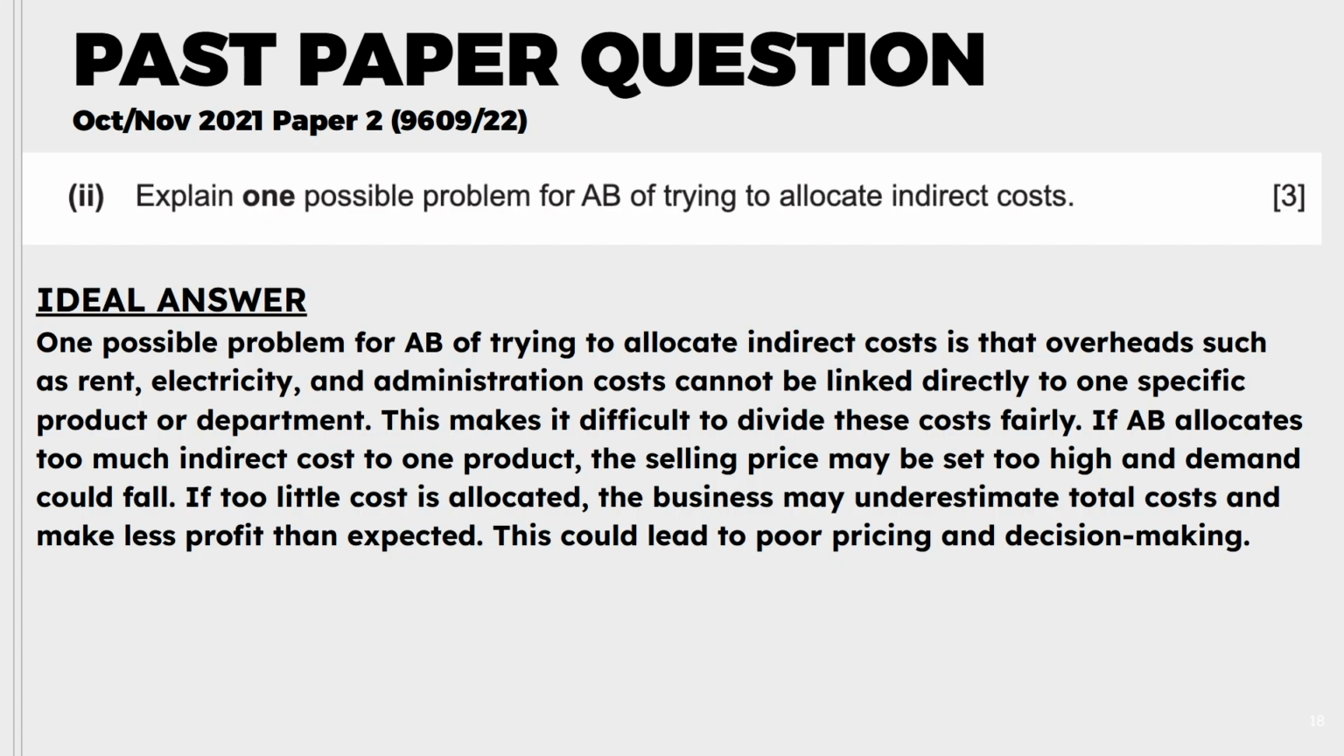One possible problem for AB of trying to allocate indirect costs is that overheads such as rent, electricity, and administration costs cannot be linked directly to one specific product or department. This makes it difficult to divide these costs fairly. If AB allocates too much indirect cost to one product, the selling price may be set too high and demand could fall. If too little cost is allocated, the business may underestimate total costs and make less profit than expected. This could lead to poor pricing and decision making.